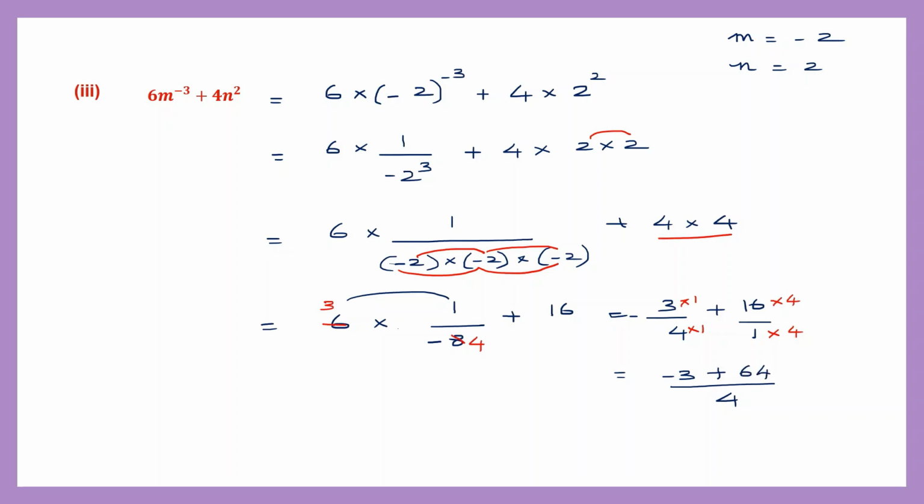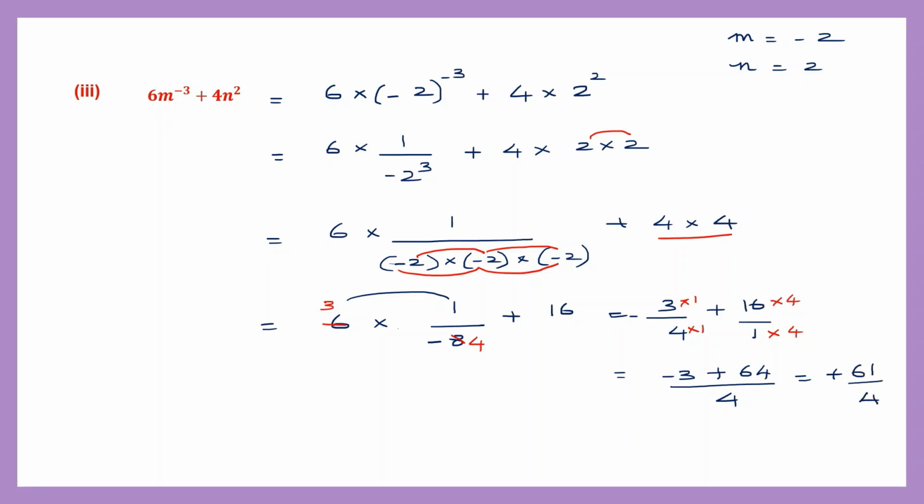So now we have numbers where signs are different, isn't it? We have a minus sign and a plus sign. Signs are different, so put the sign of the bigger number and subtract. 64 minus 3 is 61. So we have 61 by 4.